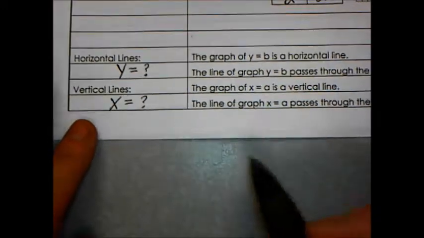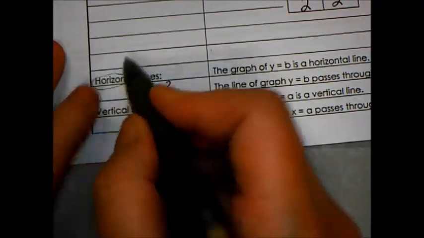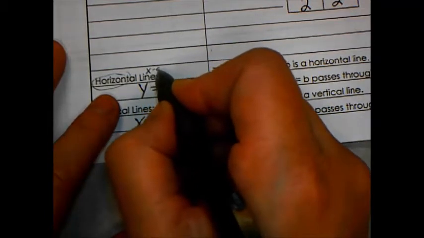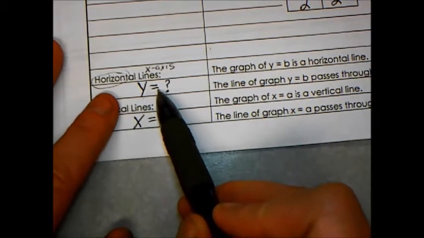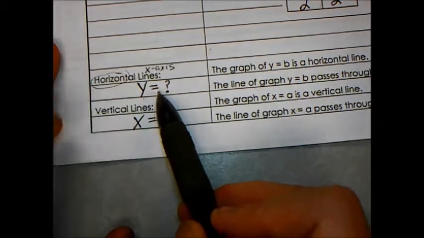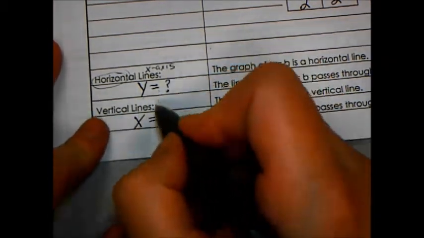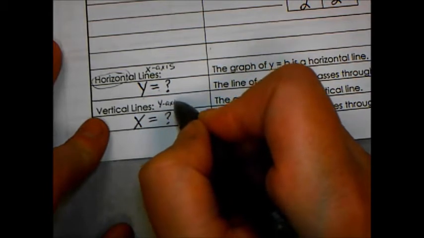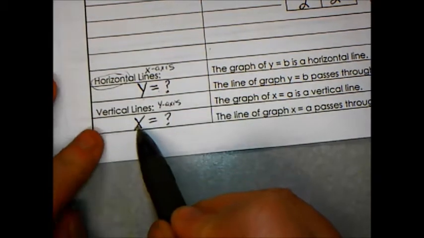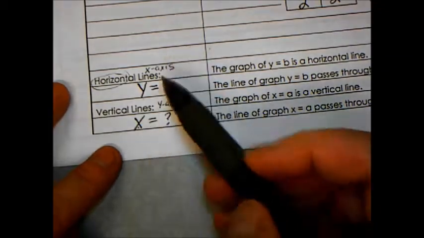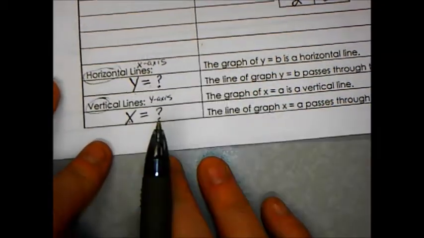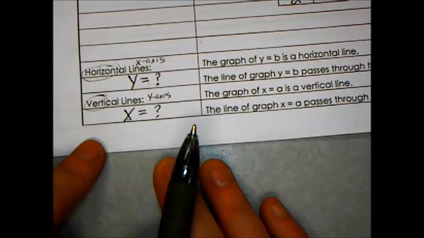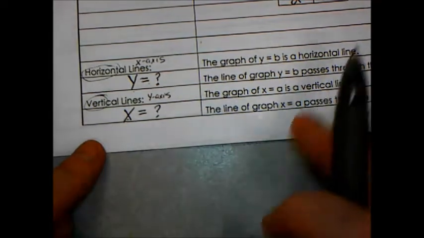Also notice, horizontal line follows the x-axis, but the equation has a y equals. That's confusing. The vertical lines follow the y-axis, but the equation has an x equals. So they're opposite of each other, which is a very confusing concept. So keep this in your notes so that you can reference it whenever we get to horizontal and vertical lines.